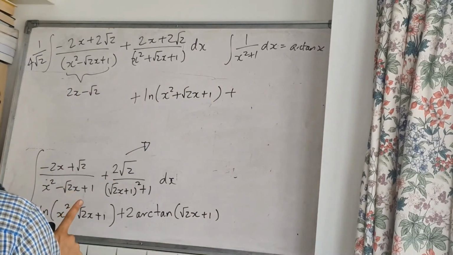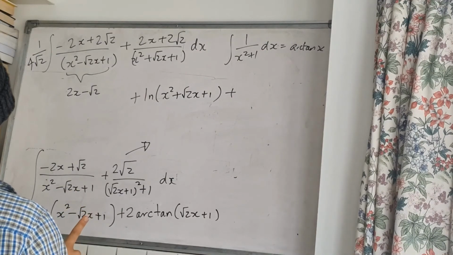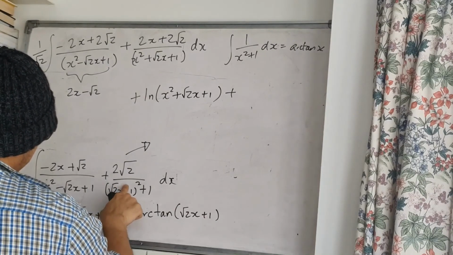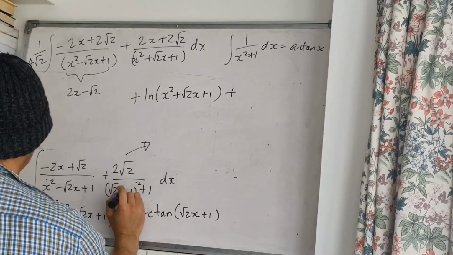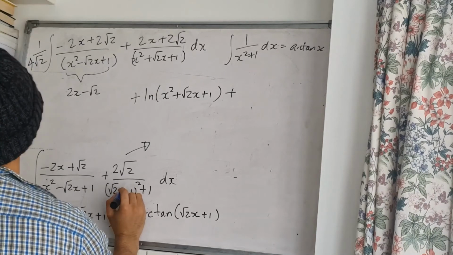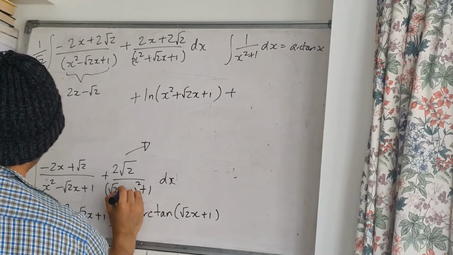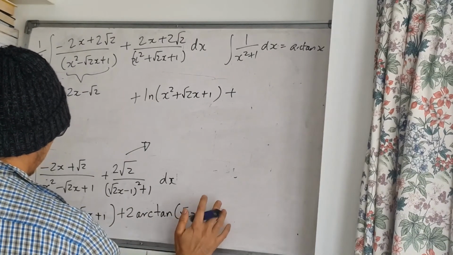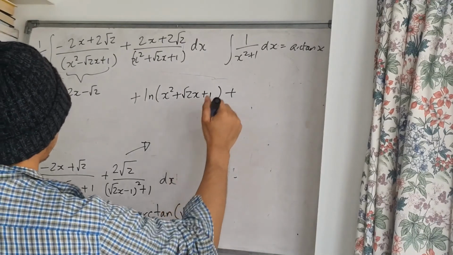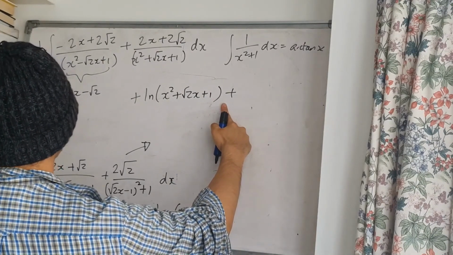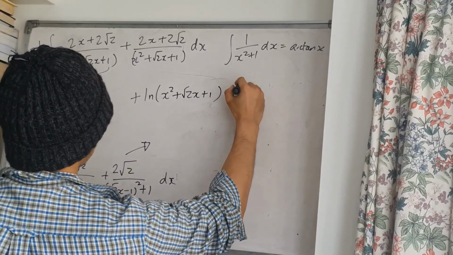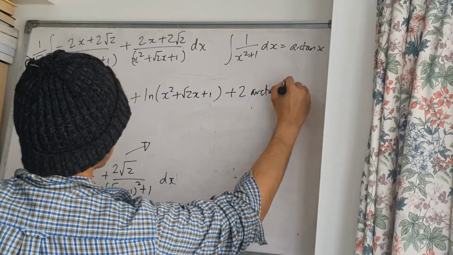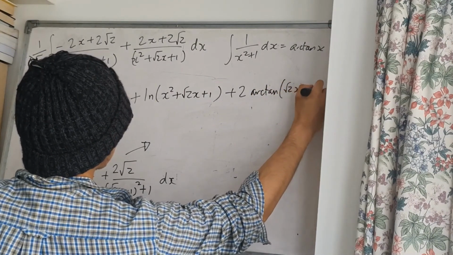brackets root 2. Oh no, wait, here I forgot the minus. There should be a minus there somewhere. So there should be a minus there. It doesn't really change the whole thing, it's just a minus. Yeah, so it doesn't change. And then here you just plus, plus 2 arctan brackets root 2x plus 1 close brackets.